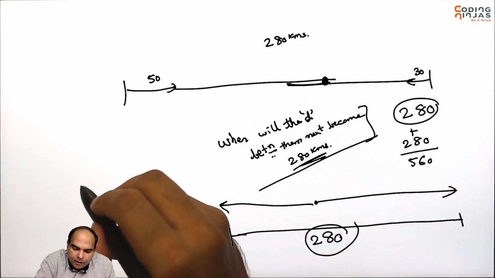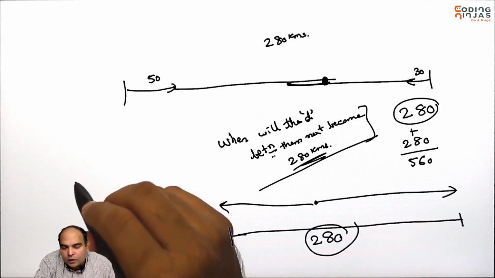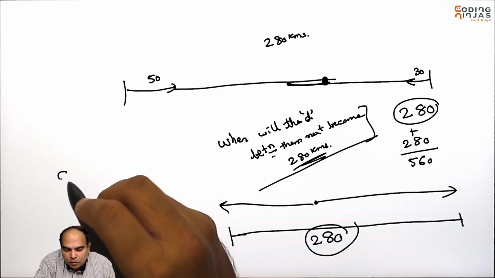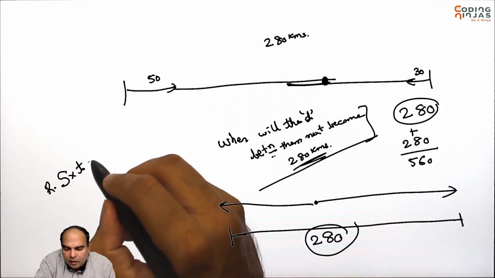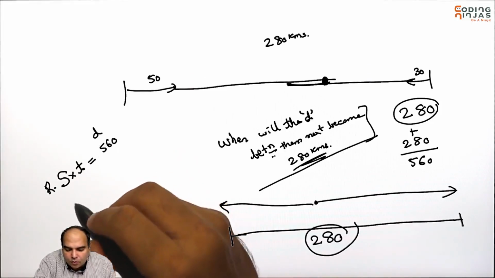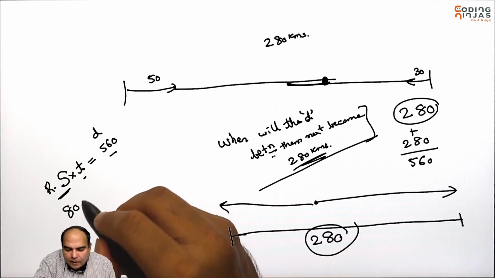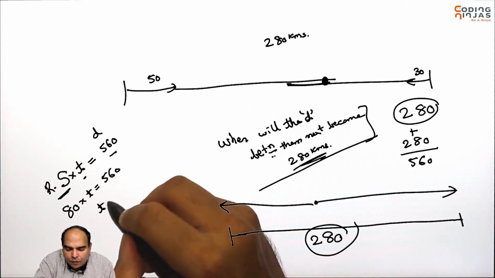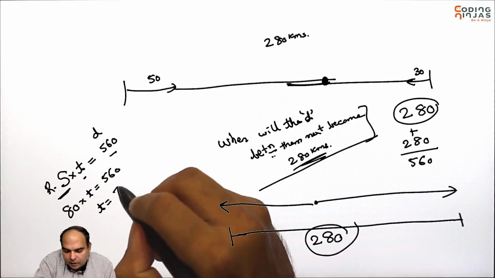And again, when two bodies are moving in opposite directions, they are not connected to each other, the relative speed is always the sum of the speeds. So speed in this case becomes relative speed, time becomes t, and distance becomes 560. So relative speed into time is equal to 560. If you put relative speed as 80, 80 into time is equal to 560. So the time required for 280 to happen again is 7 hours.